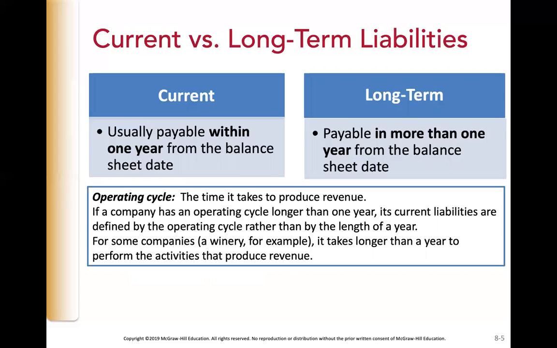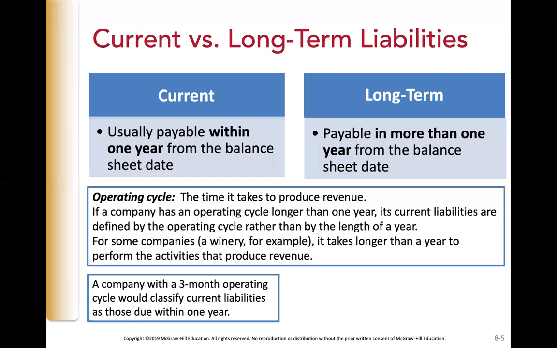If a company has an operating cycle longer than a year, current liabilities are defined by the length of the operating cycle, say 18 months. If the operating cycle of a winery is 18 months, then current liabilities are those that will be due within the 18-month operating cycle. Otherwise, we're talking about a year. And for the cases within this book and within these examples, we're talking about within a year.